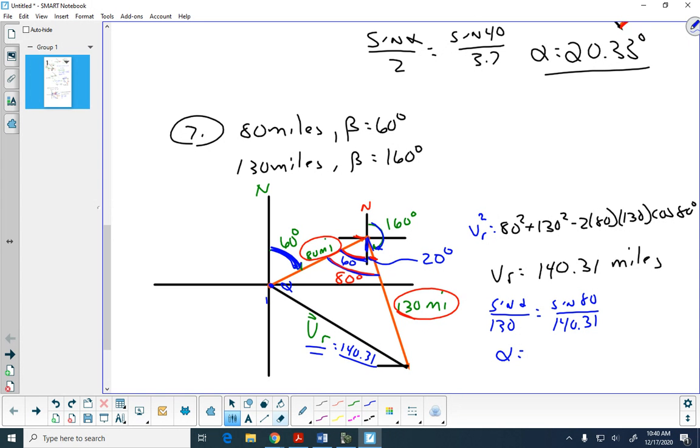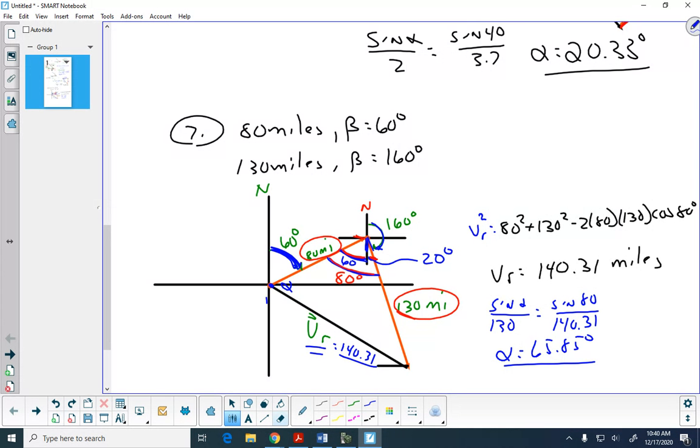Sean, what do you get for alpha? 65.85 degrees. 65.85 degrees is your alpha value. Okay, but now we have to put this back into a bearing mode.